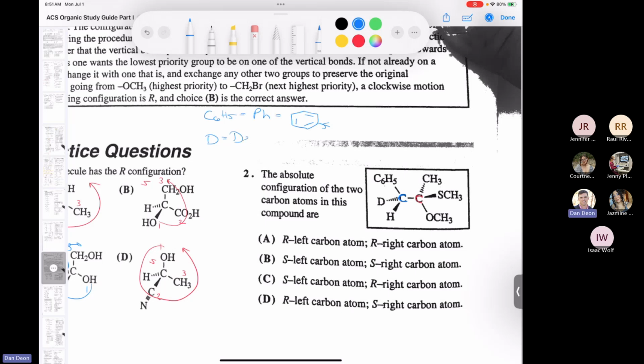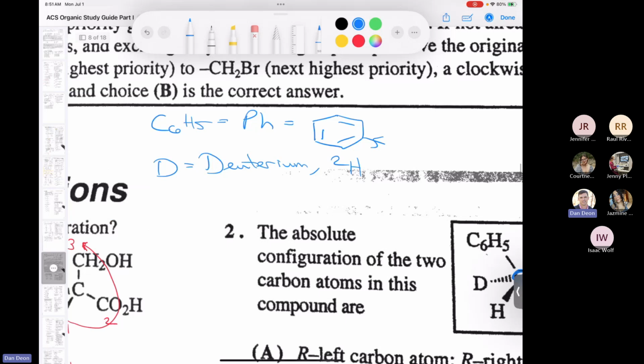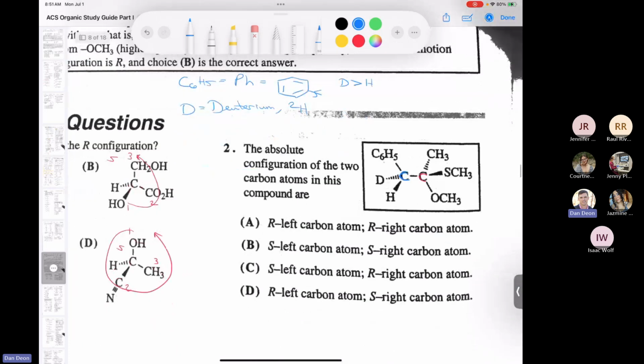D is deuterium, which is the same thing as hydrogen 2, okay? Hydrogen 2 has 1 neutron in the nucleus, and so deuterium is going to take precedence over a hydrogen. We see deuterium used every once in a while in multiple choice exams because it helps the test giver to test the student on whether it's syn addition, anti-addition, that kind of thing. Deuterium has a neutron in the nucleus, whereas a proton doesn't. So deuterium takes precedence over a hydrogen atom.